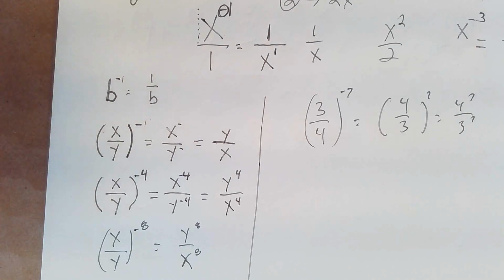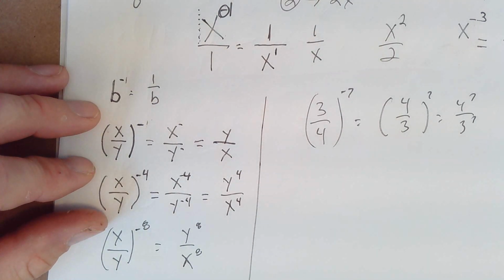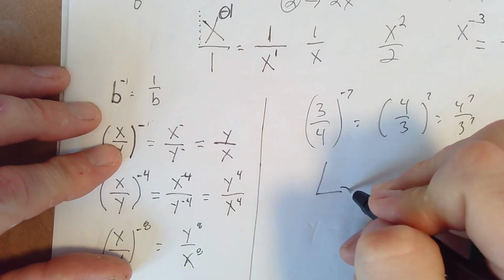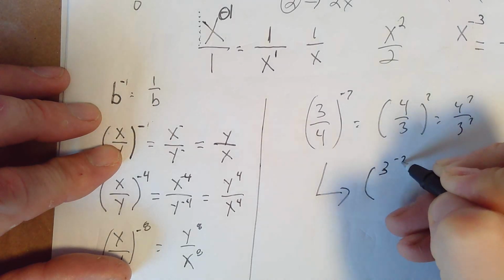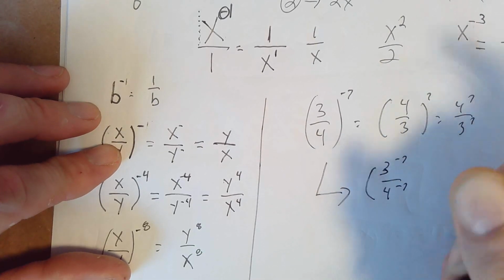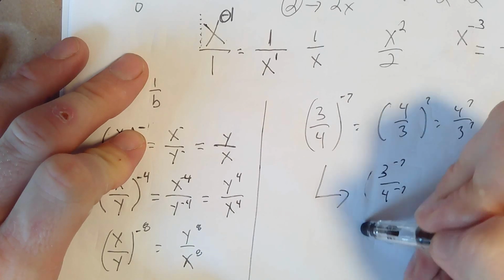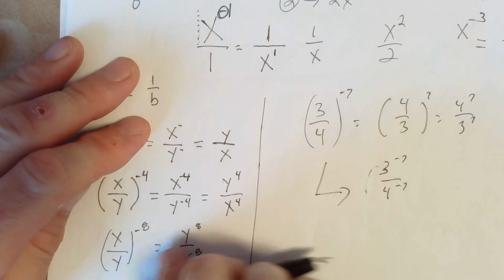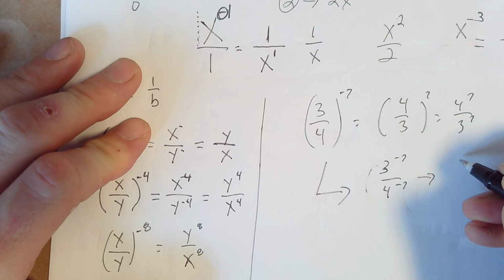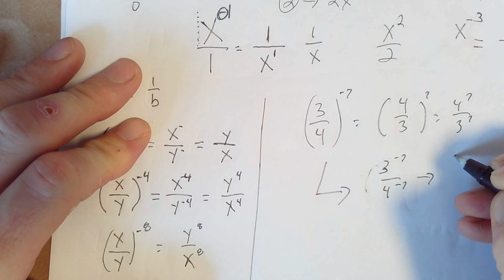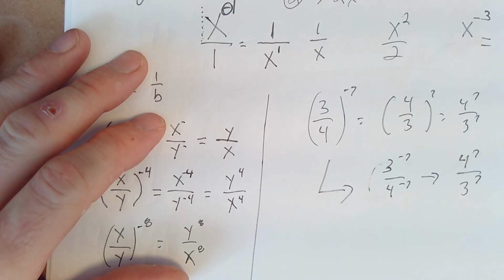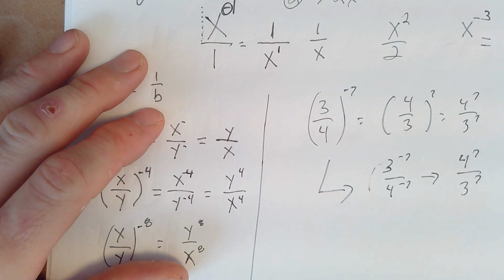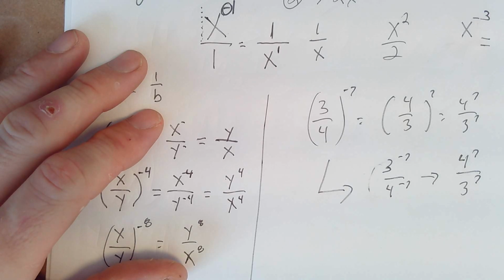Okay, you can flip it and remove the sign, or you can distribute the negative 7. It's also the same as doing this, right? You could also write negative 3 to the negative 7 over 4 to the negative 7, and then flip it. You could then flip it and it would be 4 to the 7th over 3 to the 7th. Right? That's the cool thing about these fractions.